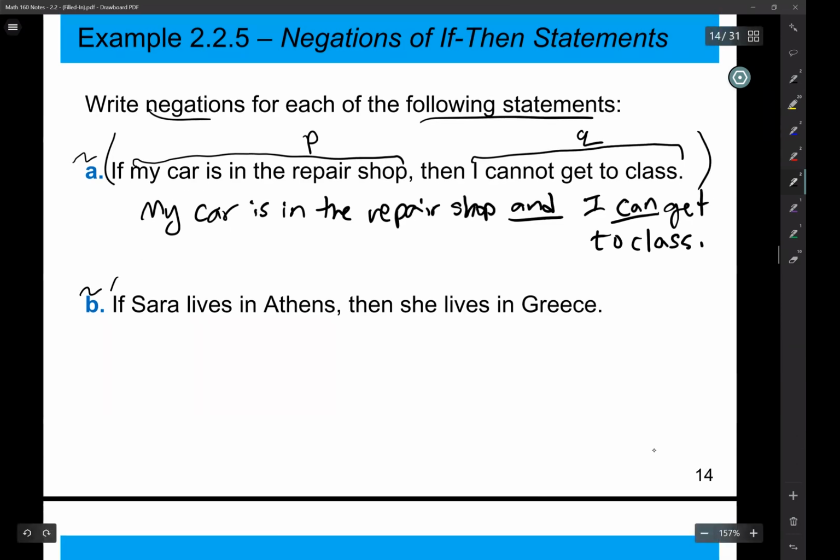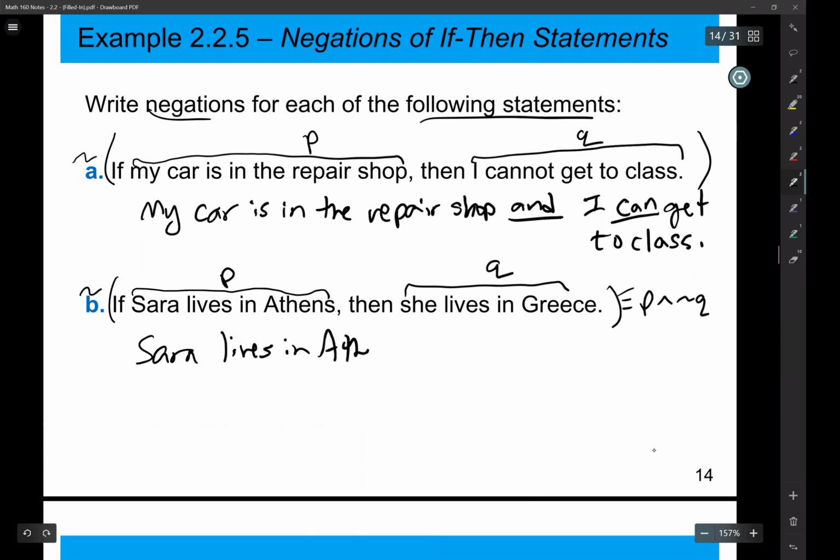If I want to negate this, again, this is P. This is not Q. Sorry, this is Q. And so I know that the negation of that's going to be, P and not Q. The negation is going to be that. So I just write it out. So Sarah lives in Athens, and she does not live in Greece, which is impossible, right? Well, assuming that we're talking about Athens, Greece, but yeah, so that's negation.